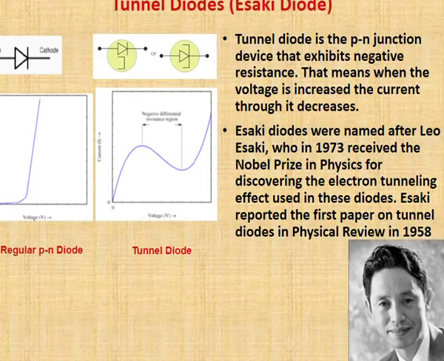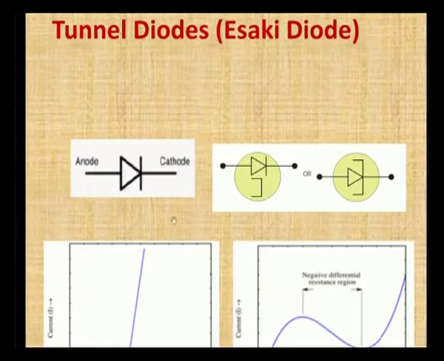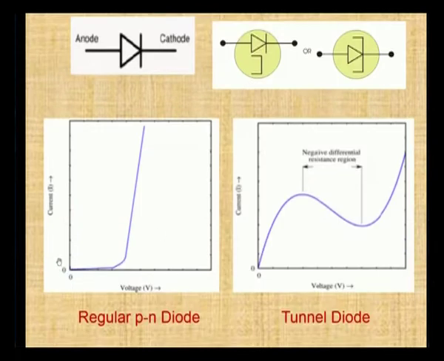We will observe from the figure the symbol of a regular diode. This is the regular diode, and this is the tunnel diode symbol. This is one type, and we can also write it in this form. This is the VI characteristics of a regular PN junction diode and the tunnel diode. As I said, the definition says there will be a negative differential resistance between two voltages. This point is called the peak value voltage, and this point is called the valley voltage. In between these two there will be negative differential resistance.